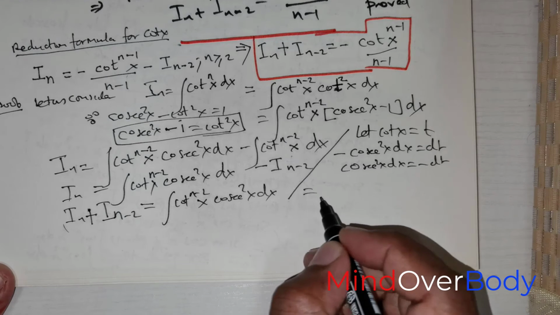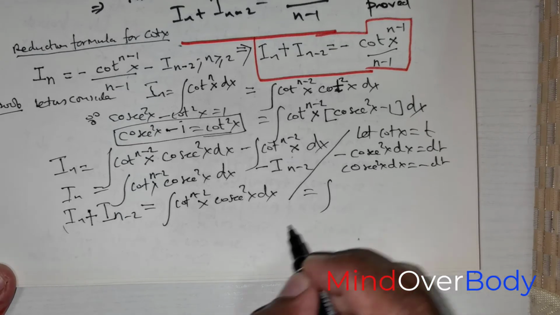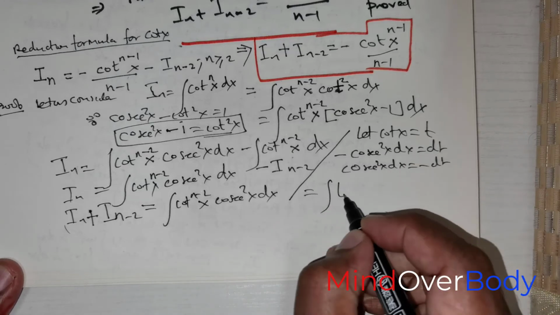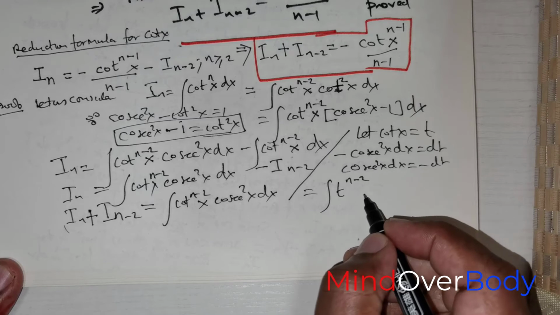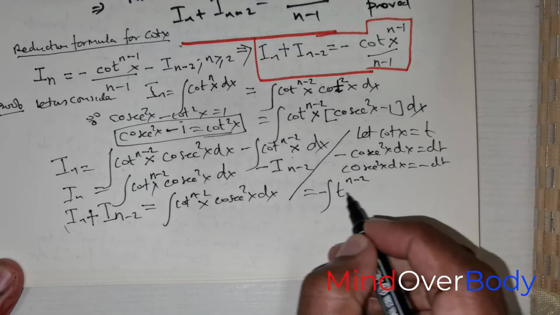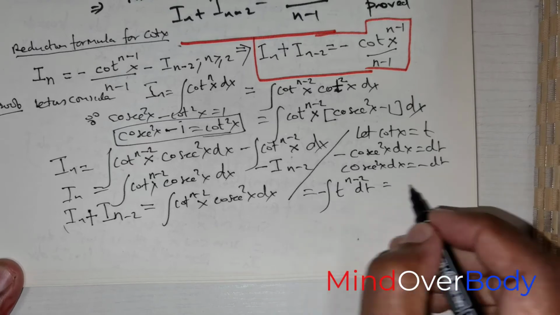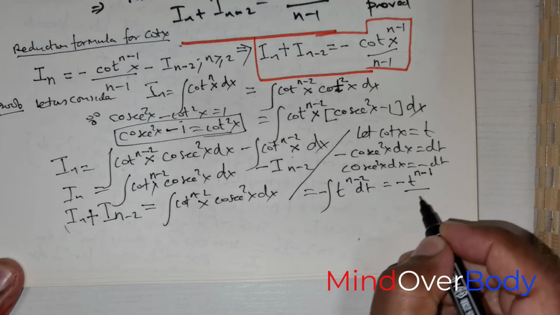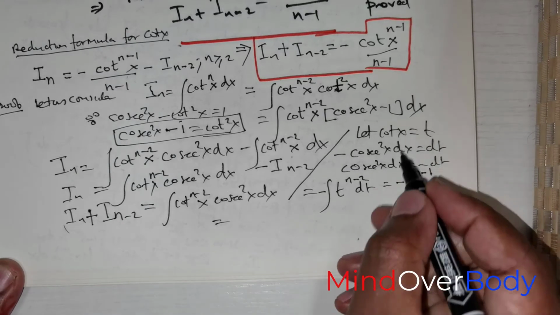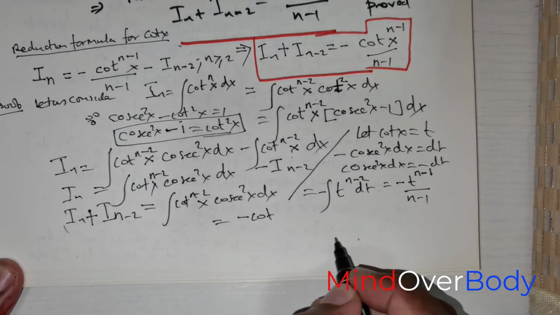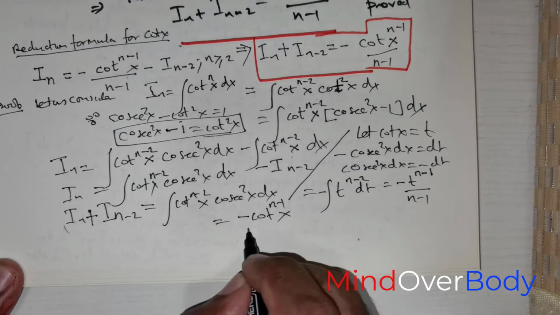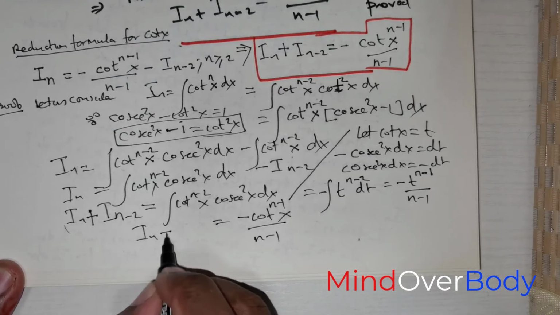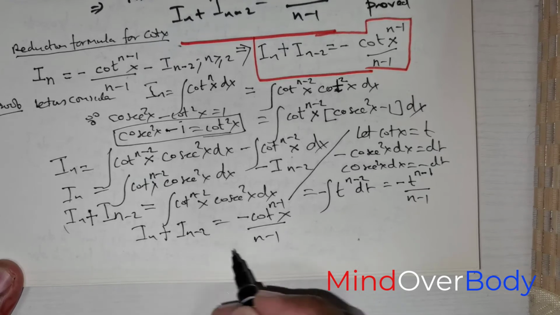So upon substitution, in place of cot x, I need to substitute t. So this is going to be t raised to the power of n-2, and cosecant squared x dx is negative dt. If we integrate this, it is going to be t^(n-1), because you are adding 1, divided by n-1. But t is actually cot x, so there's going to be negative cot^(n-1) x divided by n-1. So on the left hand side I get I_n plus I_(n-2). This is what I've got.